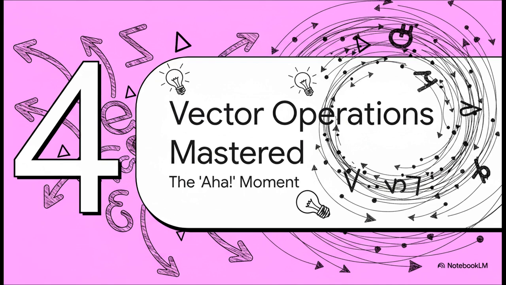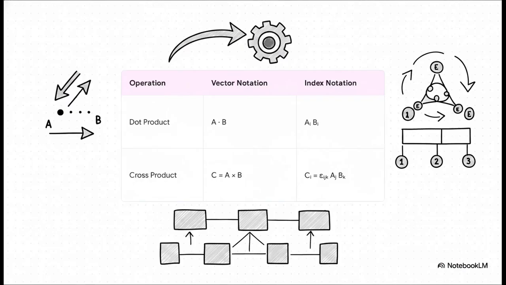We're going to see how all these pieces fit together to create this incredibly powerful system for dealing with vectors. This is where you're going to have that aha moment. Just look at this table for a second. On the left, our old familiar vector notation. On the right, our sleek new index notation. We already saw the dot product, A dot B, becomes the super simple AiBi.